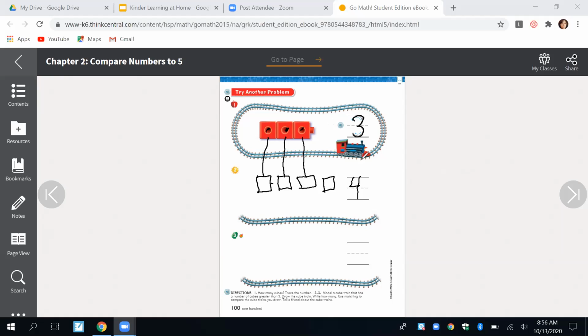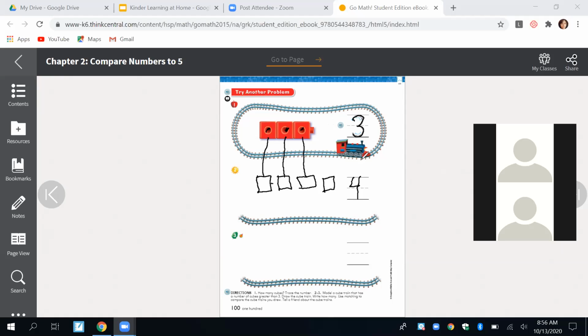Okay, who has a microphone? You're not doing your math homework. Let's go. Richard, can you mute your microphone, please? Or whose microphone is on?